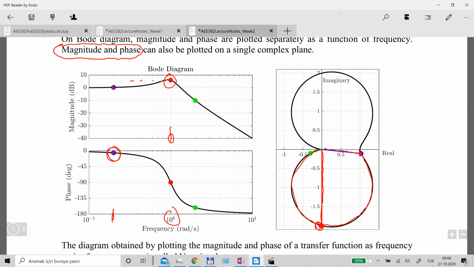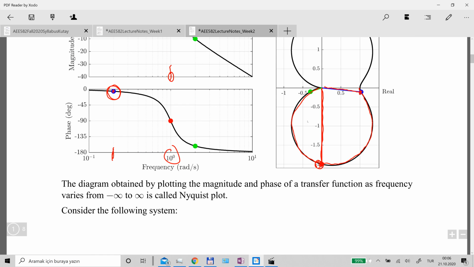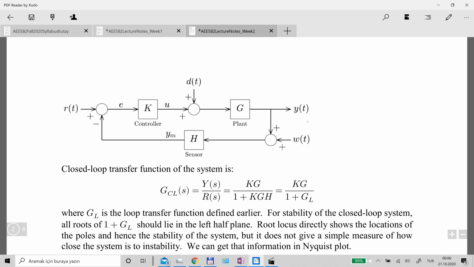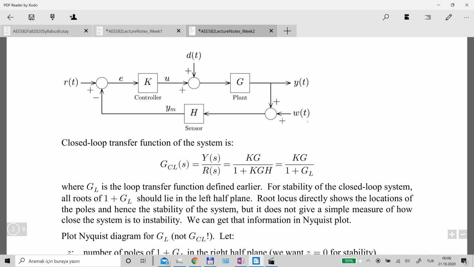Okay, so let's remember some details about the Nyquist plot and Nyquist stability test in particular. For that, let's consider this general block diagram of a feedback control system. The closed loop transfer function of the system can be obtained as you see here. Remember, this was defined as the loop transfer function previously.